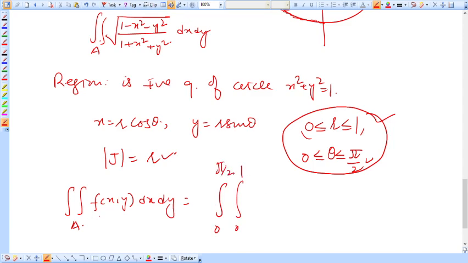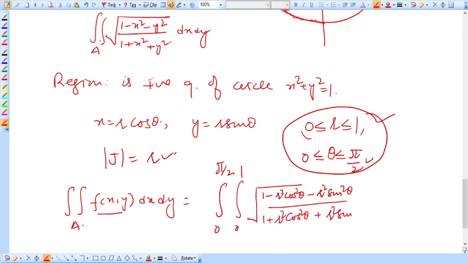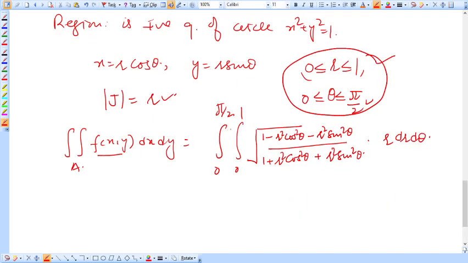Inside, f of x is equal to 1 minus, in place of x you are going to write r square cos square theta minus r square sin square theta, divided by 1 plus r square cos square theta plus r square sin square theta, into r dr d theta. Because inside we have written the limit of r, that's why I have written r dr inside.